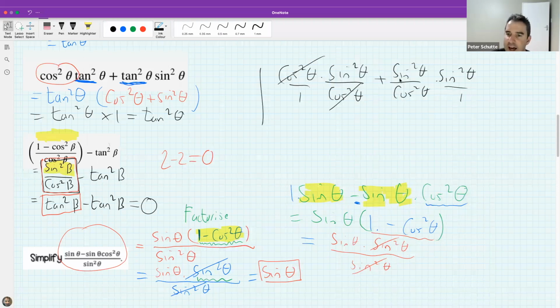Okay. And the other thing is you wouldn't be able to cancel out these sine squared. So a lot of students would get stuck here. You'd say, look, I can cancel these out, but you can't cancel them out because the sine squared would have to be on the bottom. And so you can't do that. You actually probably have to work with the fraction cos squared theta as the denominator.